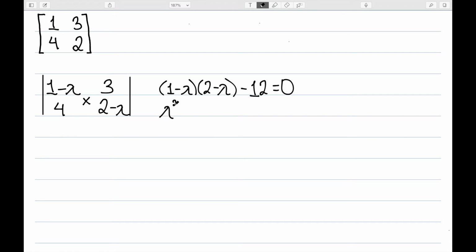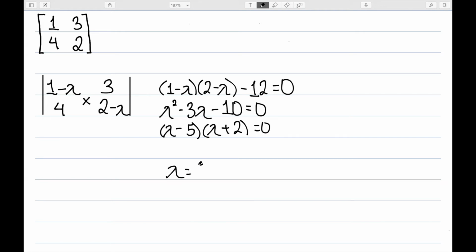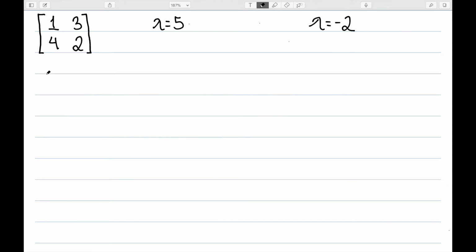Multiplying this out gives us lambda squared minus 3 lambda minus 10 equal to 0. We can factor this into (lambda minus 5)(lambda plus 2) equal to 0. So my eigenvalues are 5 and negative 2. So I'm going to write these up here. And now we need to find the eigenvectors. Let's start with lambda equal to 5.